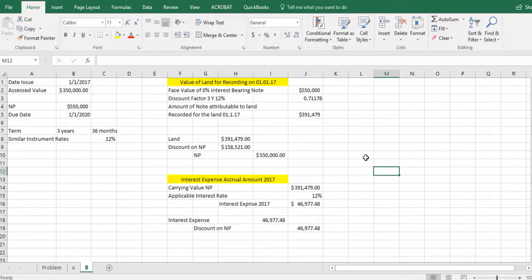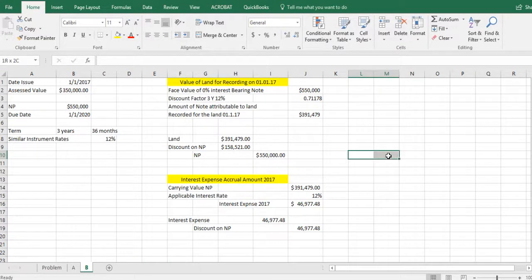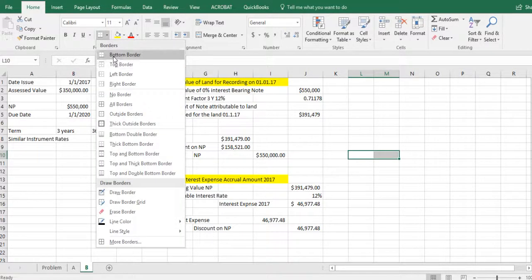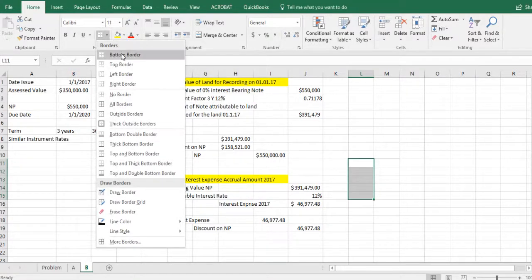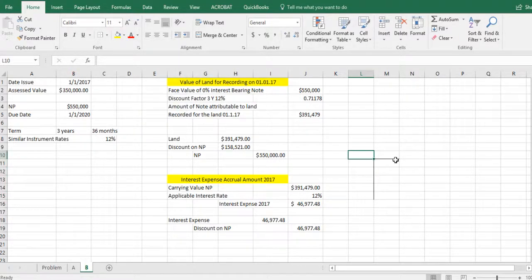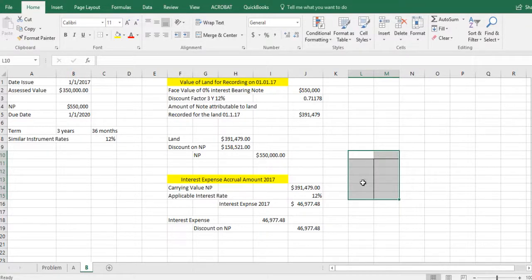If we were to do a real quick T account, just because I kind of feel like doing it. Actually, let's not do it in the T account, because it's more difficult to portray that way. So let's just clear all the formatting from that.